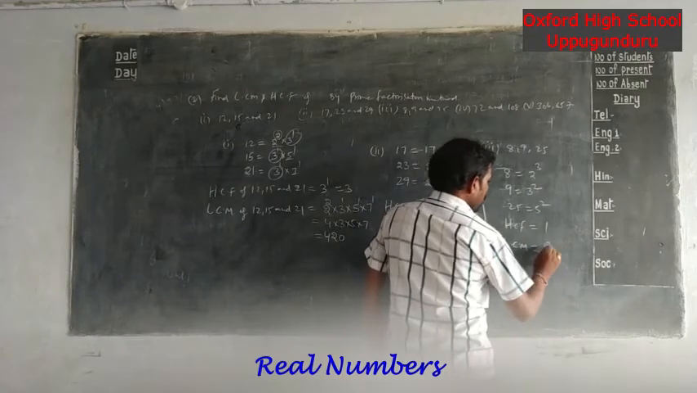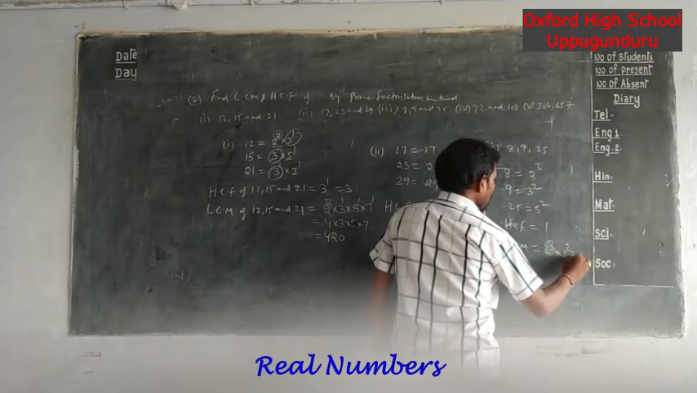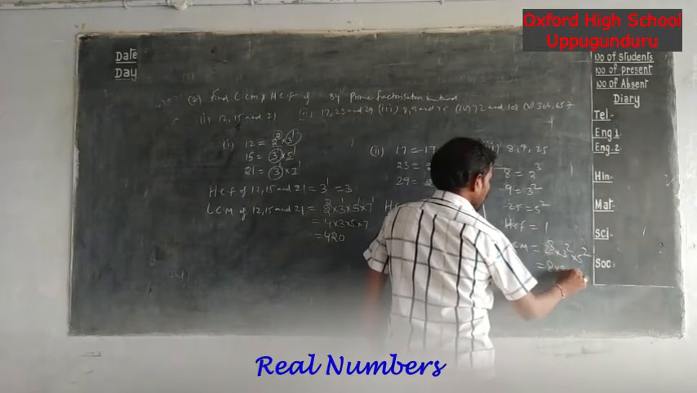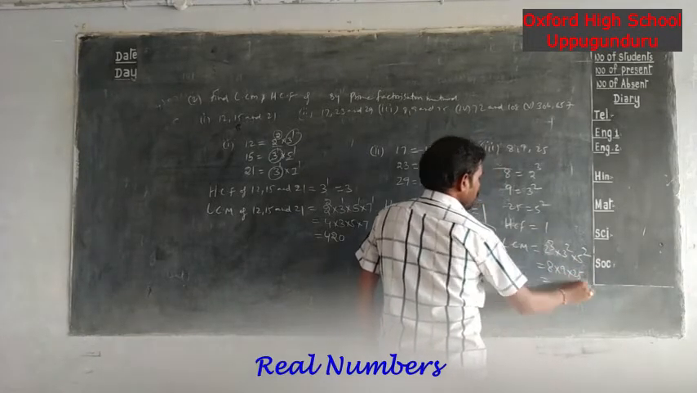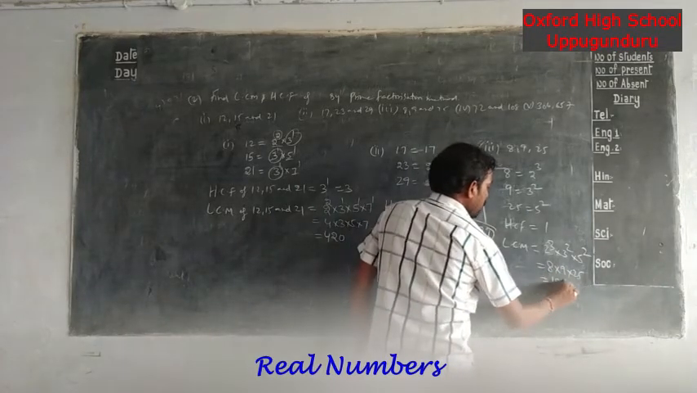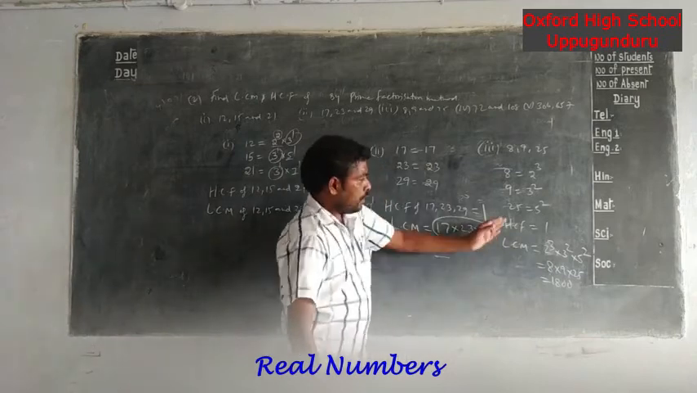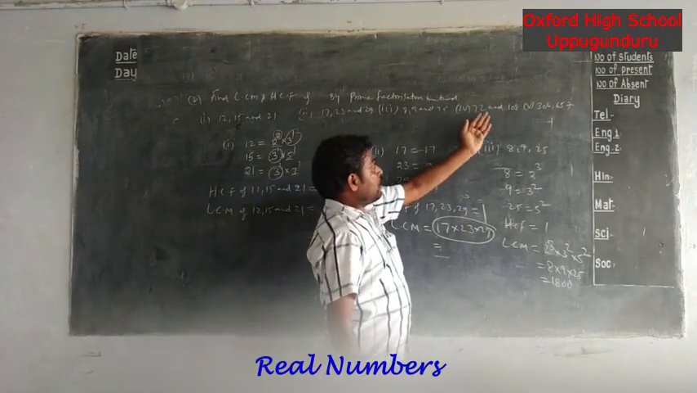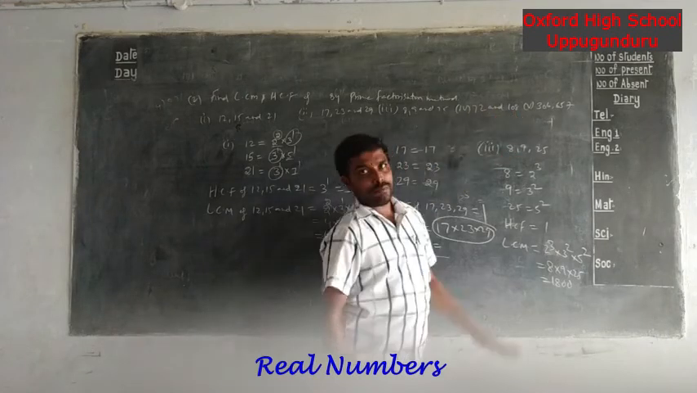So 2 cube into 3 square into 5 square. What is 2 cube? 8 into 9 into 25. 25 8s are 200, 200 9s are 1800. This is the HCF and LCM of 8, 9 and 25. So similarly you have to do the 4th and 5th problems.